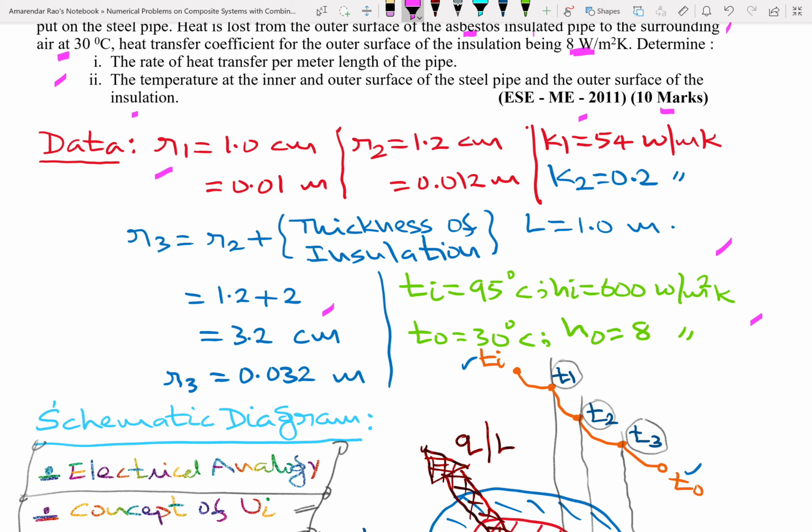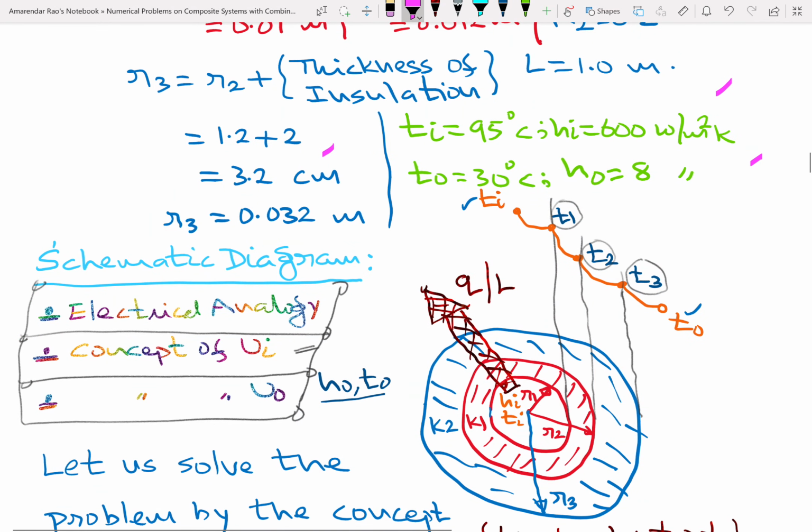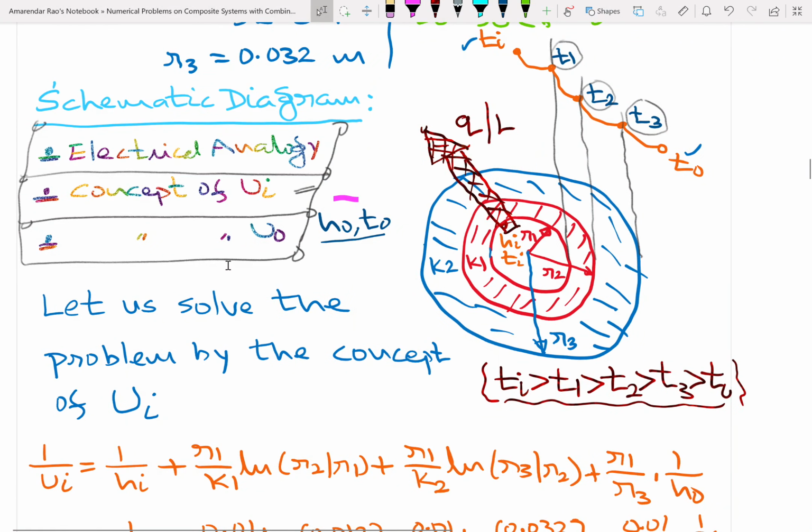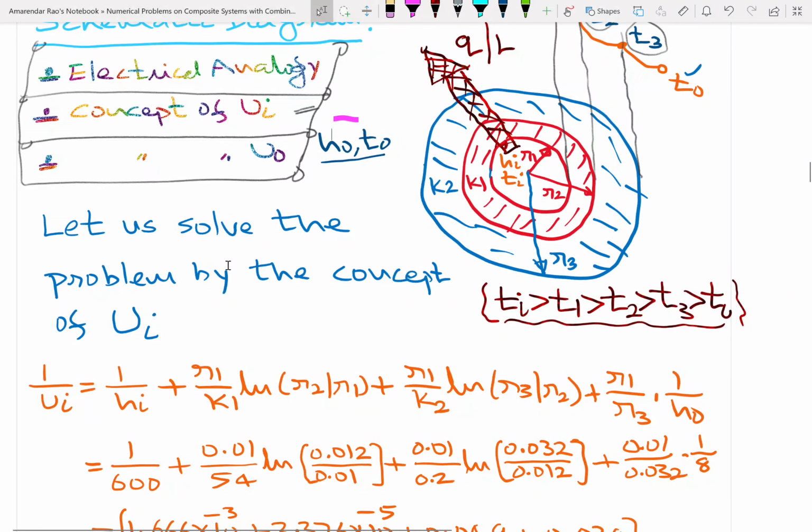And we can notice that the inner surface is at a higher temperature compared to outer. Therefore, we are likely to get positive heat transfer. And inside we have hot water at 95, outside we have air at 30. Therefore, we are going to get positive heat transfer. Again, we can try to solve this problem by all the three methods to get the same result: electrical analogy, concept of UA, and concept of U naught. So let's try to address this problem using the concept of Ui.